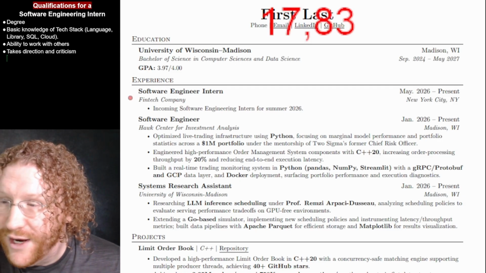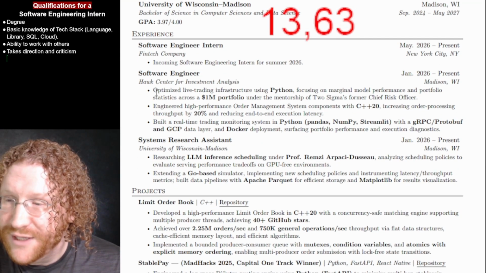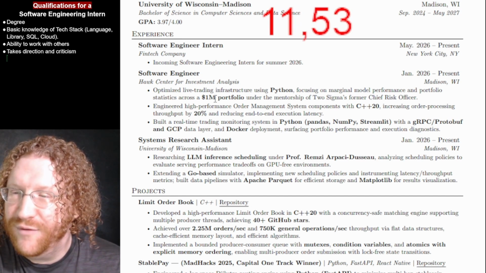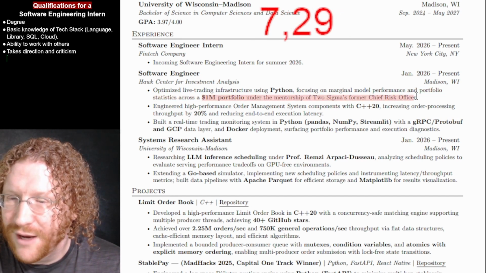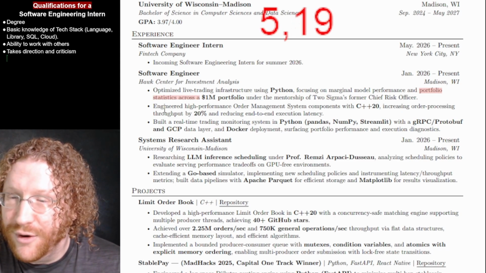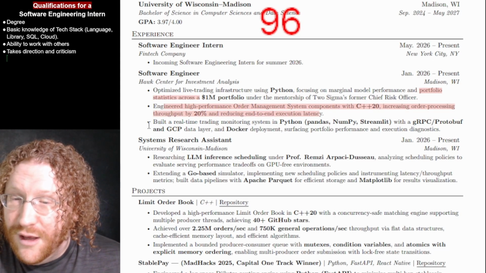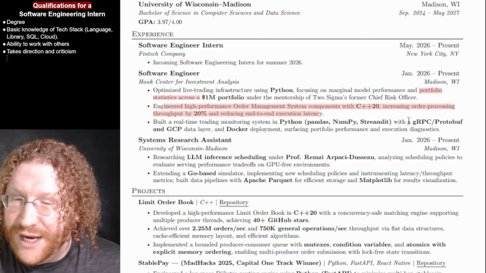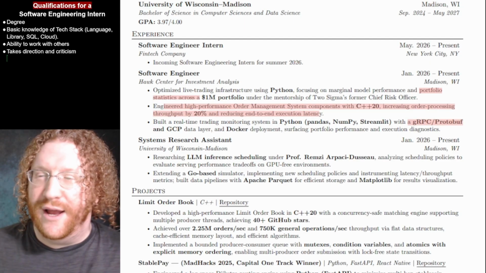Okay, degree fine. Fintech, okay. Formatting's terrible. Optimize the live infrastructure. Python is good. Modern portfolio across. I don't care about that. Okay, that's not what I'm looking for. Engineer hybrid order with a C++. Okay, don't care. This is irrelevant. Most of that is irrelevant. I actually almost missed it. And time. Yeah, this is not a good resume.